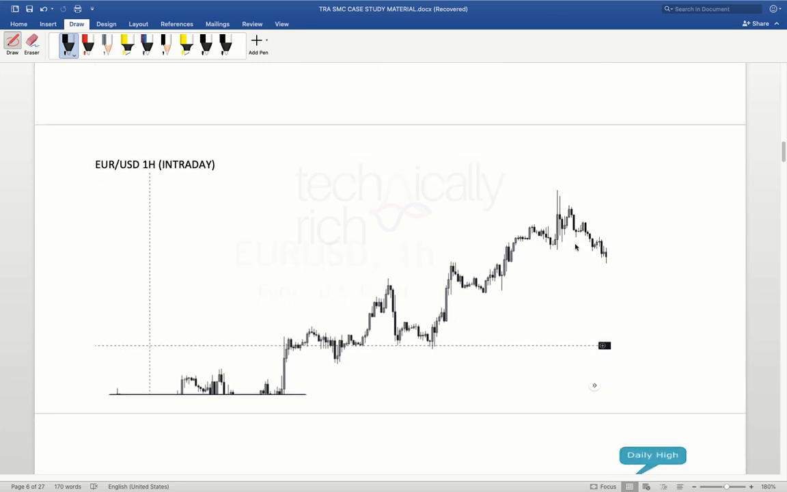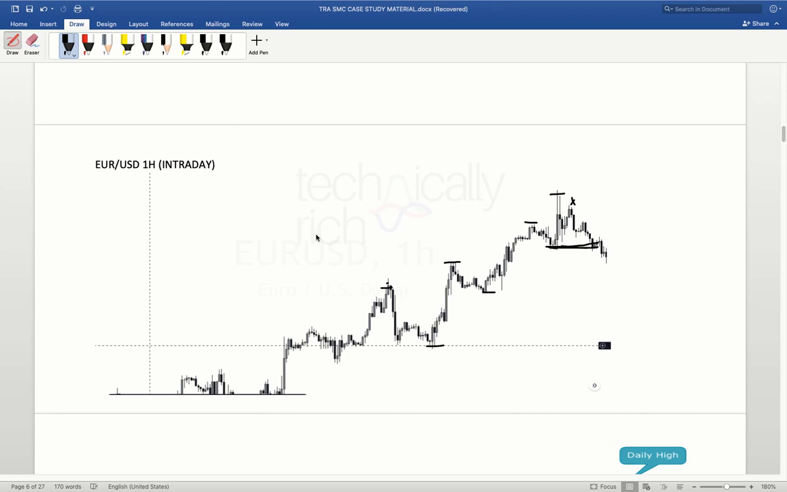Now on the 1 hour time frame, still our intraday, we can see higher high, higher low, higher high, higher low, higher high, higher low, higher high. All right, you can see a higher high, a failed high here, and then a break of structure of this previous valid higher low. So we have this break of structure right here.